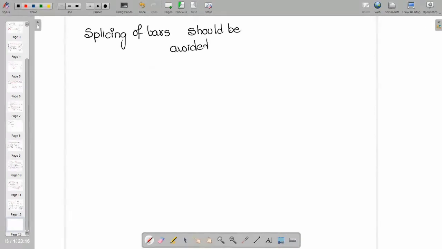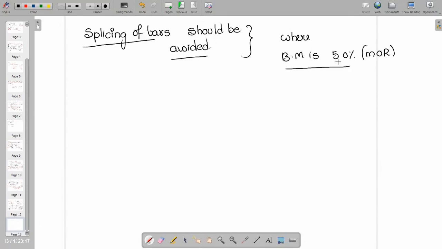Splicing means joining. Splicing of bars should be avoided where bending moment is 50% of the moment of resistance of the section. MOR means you know, right? You have to avoid splicing of bars where bending moment is 50%. Next, not more than 50% of the bars should be spliced. You cannot splice all the bars. Whatever the bars you are splicing, they should be less than 50%. Next. Are you following, students?